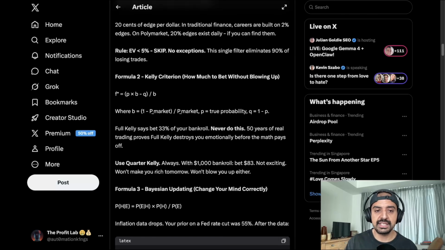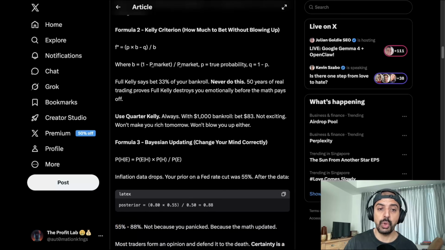And so the full Kelly says that a bet of 33% of your bankroll, you never do this because that's what full Kelly says, right? But in my example, I'm using the quarter Kelly. So 50 years of real trading proves full Kelly destroys you emotionally before the math pays off. This guy's actually done his homework. He's looked at 50 years of data using the full Kelly criterion of how to manage your wallet. And that's why he says use the quarter Kelly, which is exactly what I built into this dashboard.